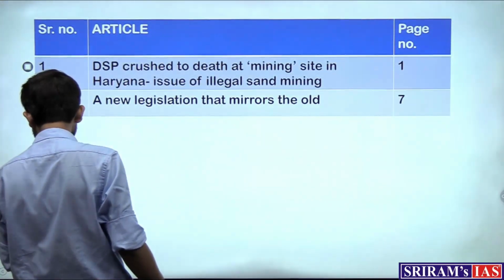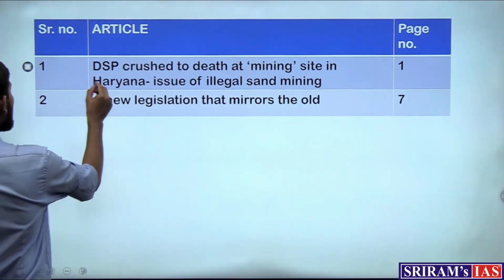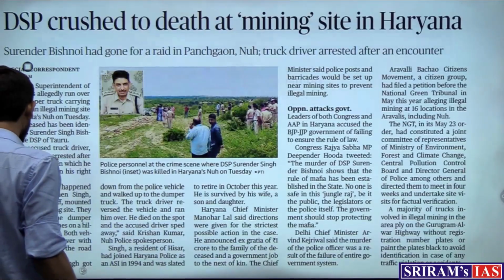The important articles which we've taken up from the New Delhi edition of the Hindu newspaper today are on our screens, and let's take up the first important article for the day.